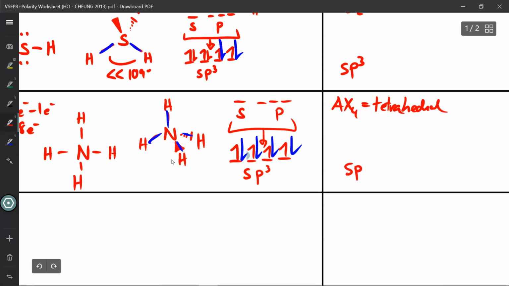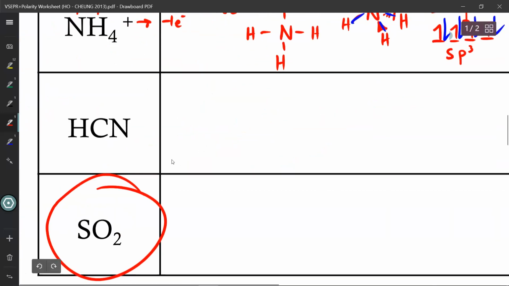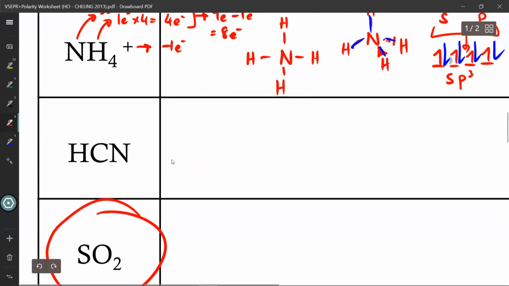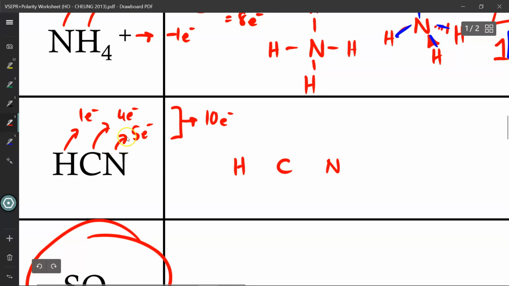Alright, so that's sp3 hybridized. Let's go try HCN over here. So 5 electrons from the nitrogen, 4 from the carbon, 1 from the hydrogen, adds up to 10 electrons in total. Nice even number. I know there's at least a single bond between them.